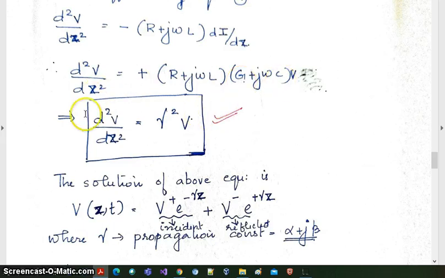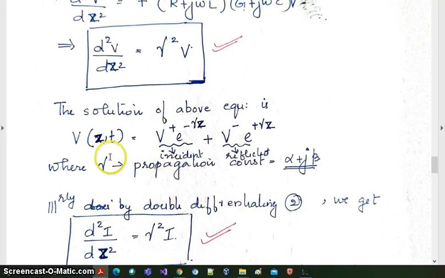And this is a differential equation, and we have already studied in your mathematical paper that the solution of differential equation is V(z,t) is equal to V plus exponential minus gamma z plus V minus exponential plus gamma z. Now in this solution you can see two different terms, where the first term represents the incident wave and the second term represents a reflected wave, and gamma is a propagation constant.